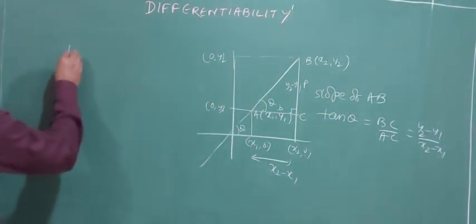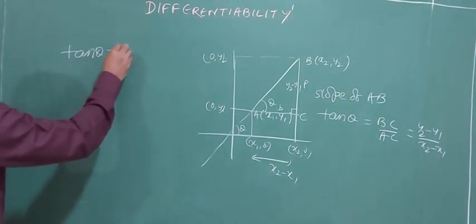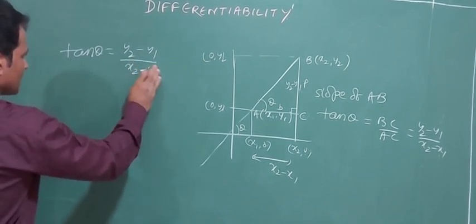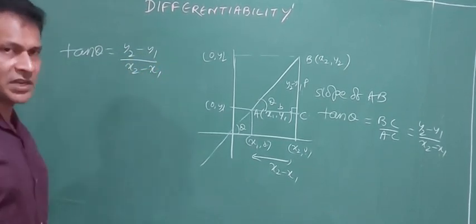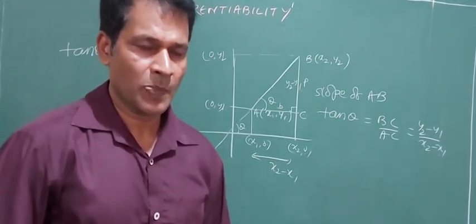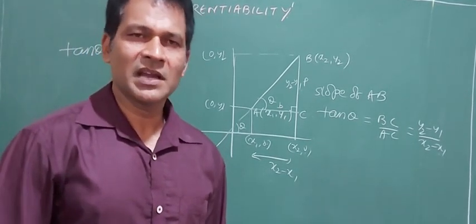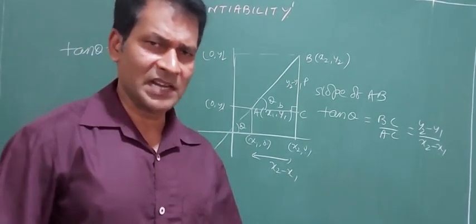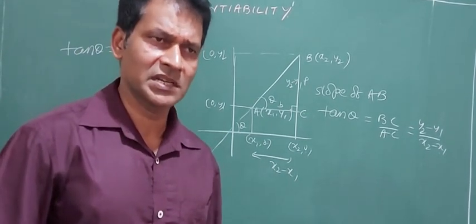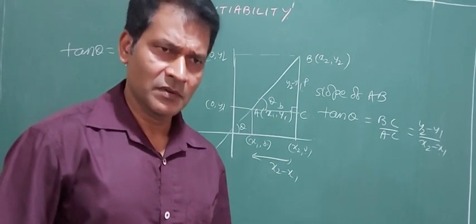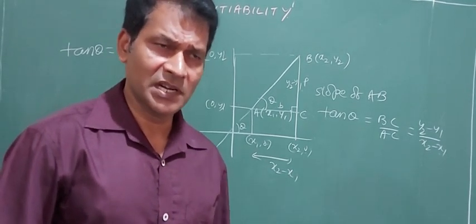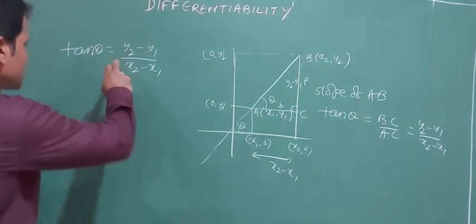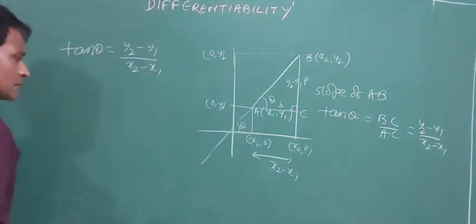So what I got here? Tan theta equals y2 minus y1 by x2 minus x1. That is change in y coordinate by change in x coordinate. From class 9 onwards, you have got this one: change in displacement, change of acceleration, rate of change of velocity. So many things. So rate of change you have already got.